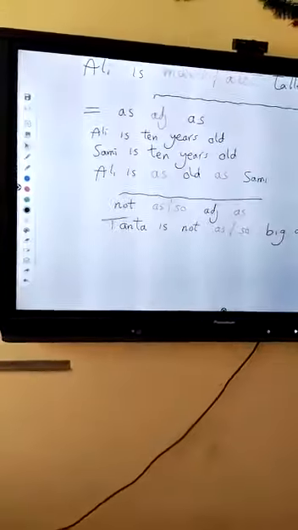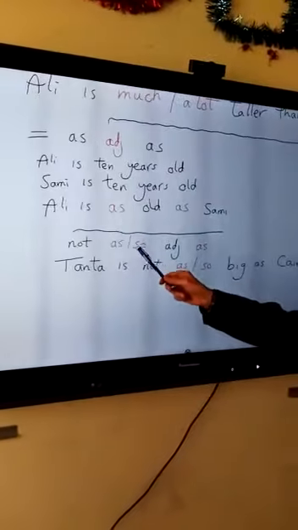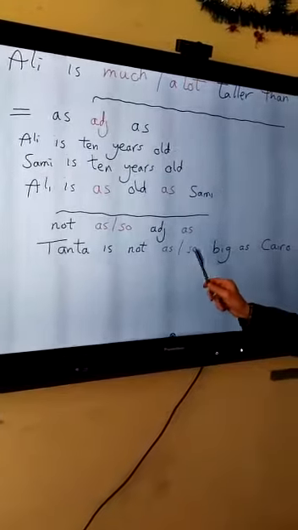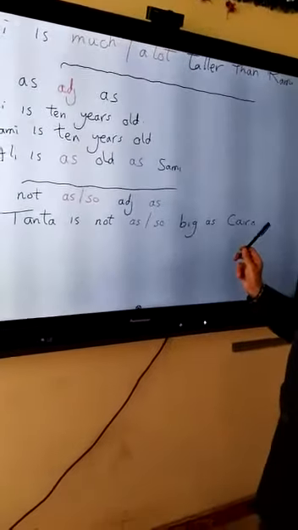Okay? In the negative, we use not as adjective as, or not so adjective as. Tanta is not as big as Cairo, or Tanta is not so big as Cairo.